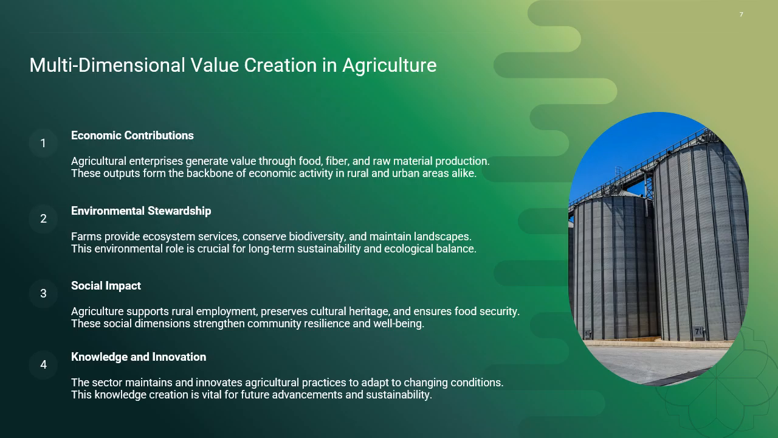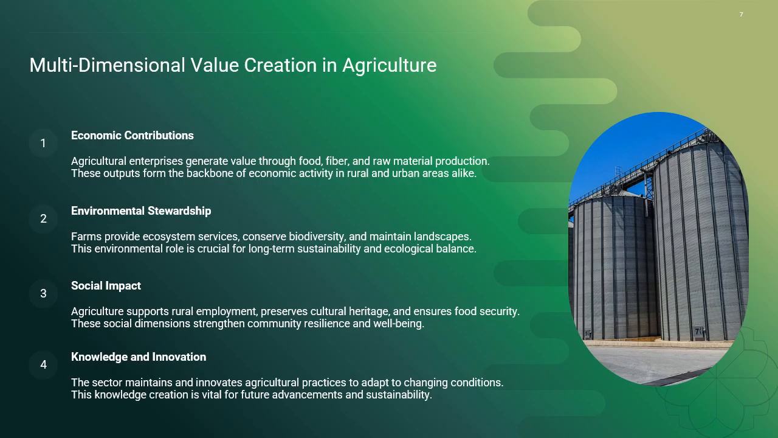These outputs form the backbone of economic activity in both rural and urban areas, providing essential products for human consumption, industrial processing, and international trade. The economic dimension includes direct product sales, employment generation, and contributions to regional economic development. Environmental stewardship represents the ecological value that farms create through their land management practices.